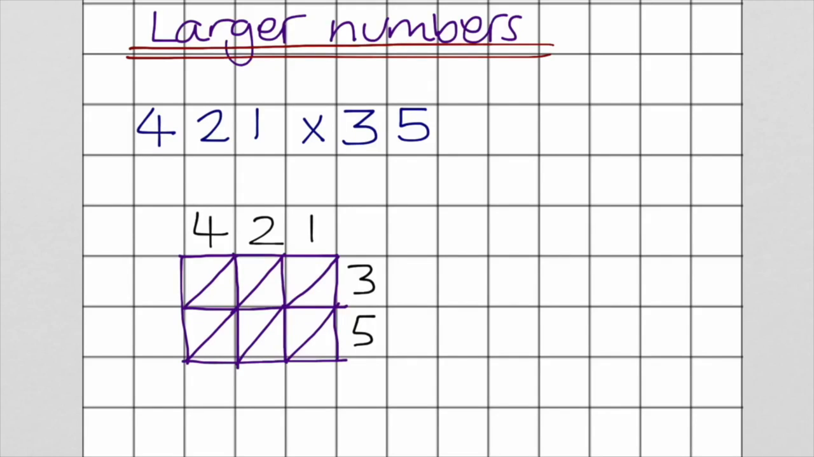1 times 3 is 3, so that means that's 0 tens and 3 units. 1 times 5 is 5, so that's 0 tens and a 5 in the units part. Then 2 times 3 is 6, so put 0, 6. 2 times 5 is 10, that means 1 goes in the tens column, 0 goes in the units column. And then 4 times 3 is 12, so you write 12 like so. 4 times 5 is 20, so 2 in the tens column, 0 in the units column.